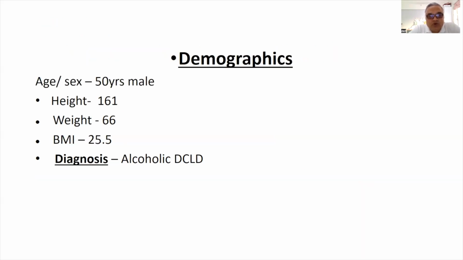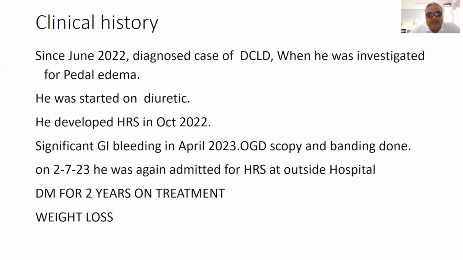He is a 50 years old male, height is 161 centimeter, weight is 66, BMI 25.5. Diagnosis: alcoholic decompensated chronic liver disease, decompensation in the form of ascites. He had history of ascites, he had history of HRS in October 2002. OGD was done, banding was done. So now you have all sort of decompensation. You have a GI bleed, you have a HRS, you have ascites. And you have to manage all these three when you're thinking of giving fitness or anesthesia to this patient.